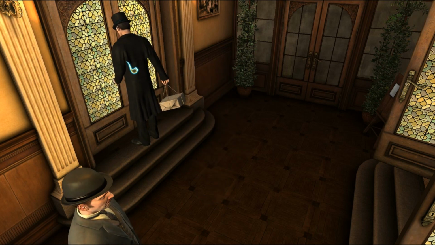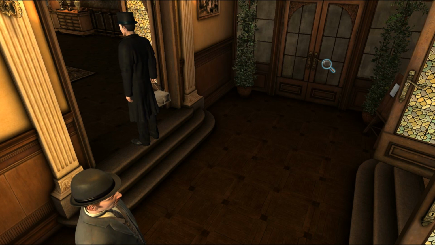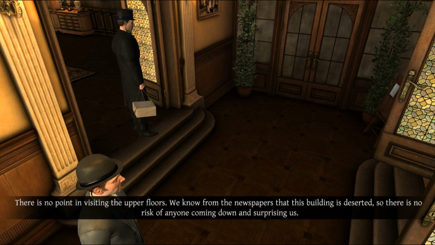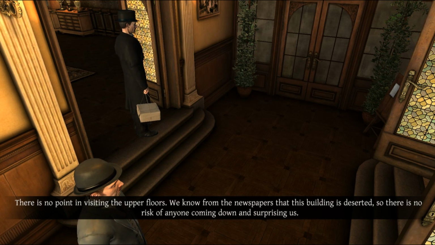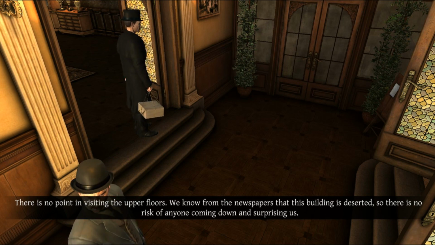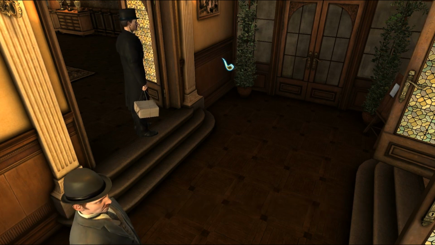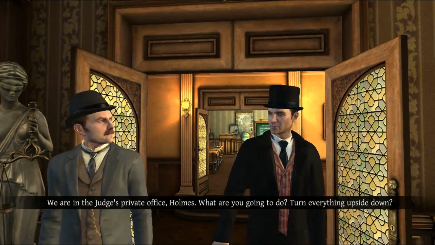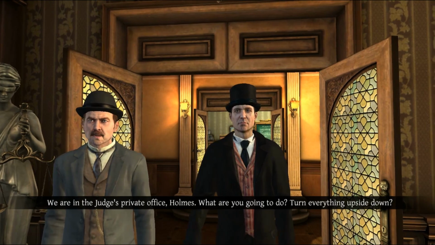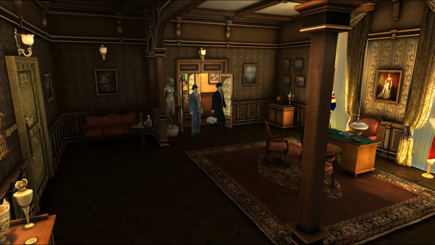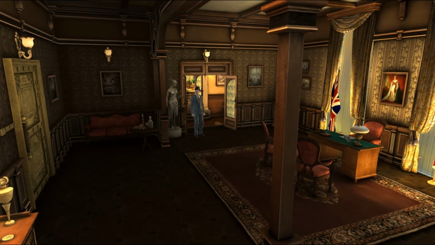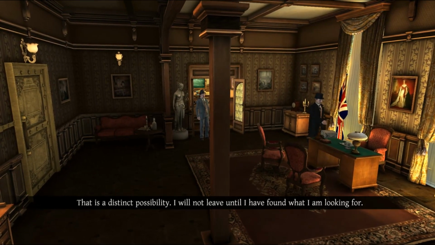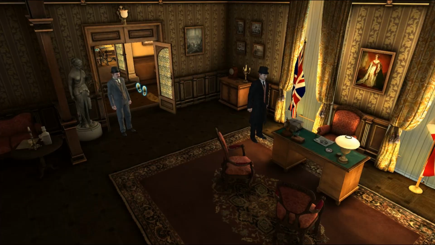I've done all the puzzles already. Way ahead of you. There is no point in visiting the upper floors. We know from the newspapers that this building is deserted, so there is no risk of anyone coming down and surprising us. Okay. We are in the judge's private office, Holmes. What are you going to do? Turn everything upside down? That is a distinct possibility. I will not leave until I have found what I am looking for.